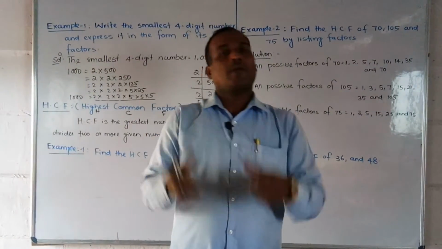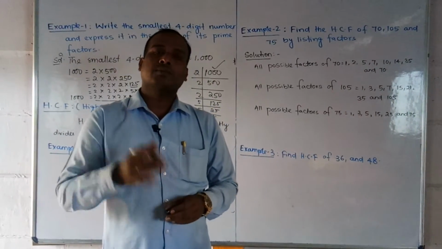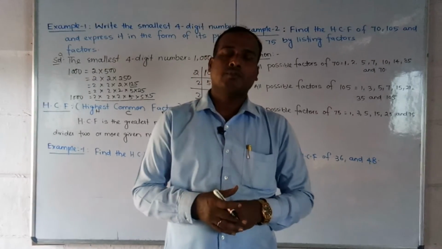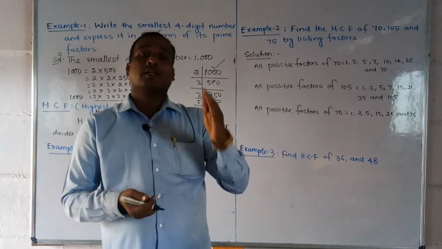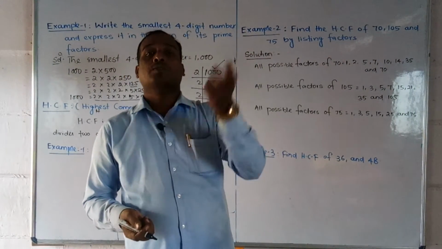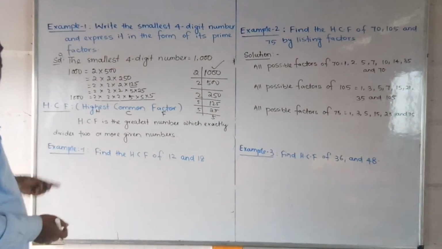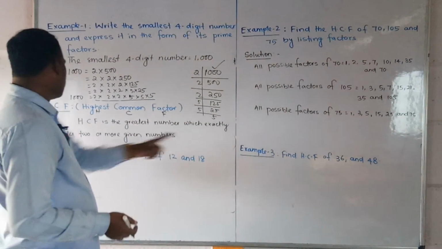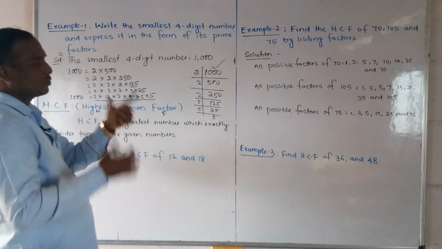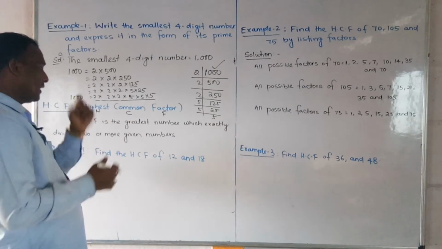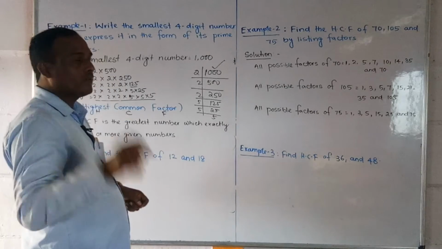जब हम दो नंबर के फैक्टर निकालते हैं, फिर कॉमन फैक्टर निकालते हैं, उनमें से जो सबसे बड़ा होगा, that is called HCF. Look at here. HCF is the greatest number which exactly divides the two or more given numbers.